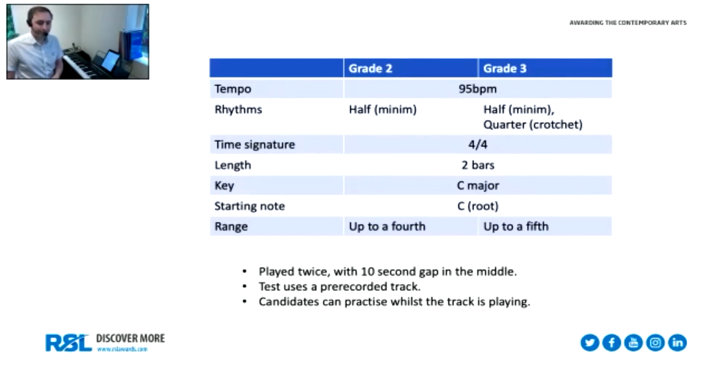Now in the exam, the test is played twice. There's a 10-second gap in the middle, and after the students have heard it twice, they then have to play it to a metronome beat. So they hear it twice, they'll then hear a metronome beat begin. After 4 beats, they play. Hear it twice, 4 clicks, play. Very, very straightforward method. And they can practice their answer whilst the track is playing. So let me show you how it works.